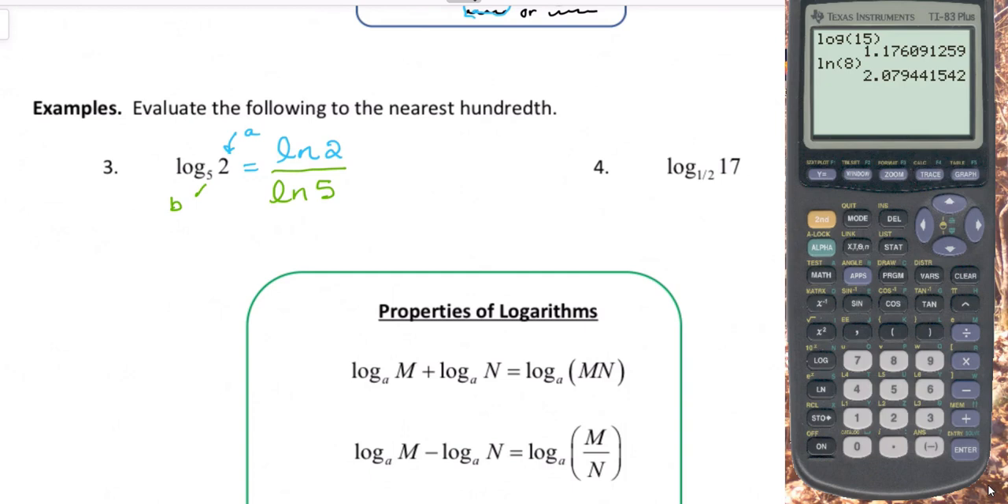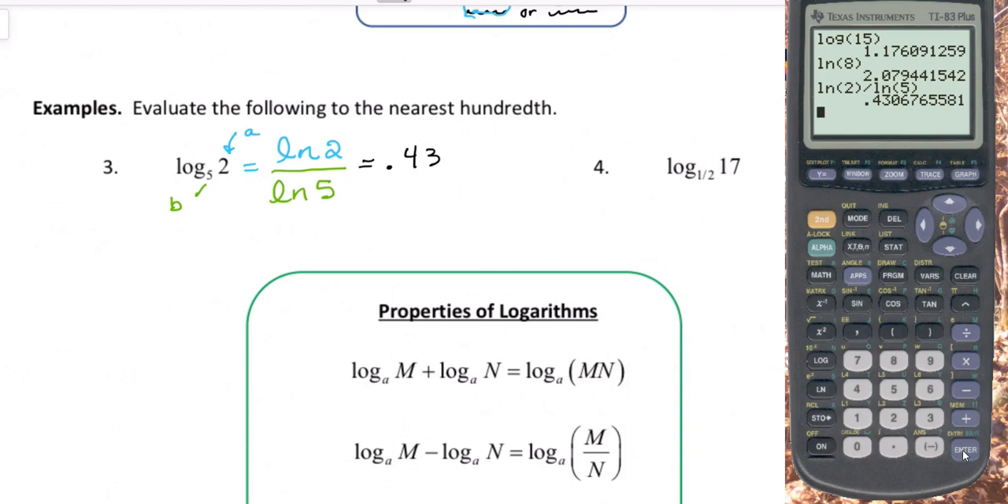Now I'm going to go on my calculator and do this computation. I'm going to hit my natural log key and then my 2, and close that parenthesis. Closing that parenthesis is necessary because you don't want to put the division sign inside that parenthesis. And now I hit division, natural log of 5, close the parenthesis, and there's my value: log base 5 of 2 is equal to 0.43 if we round to the nearest hundredth.